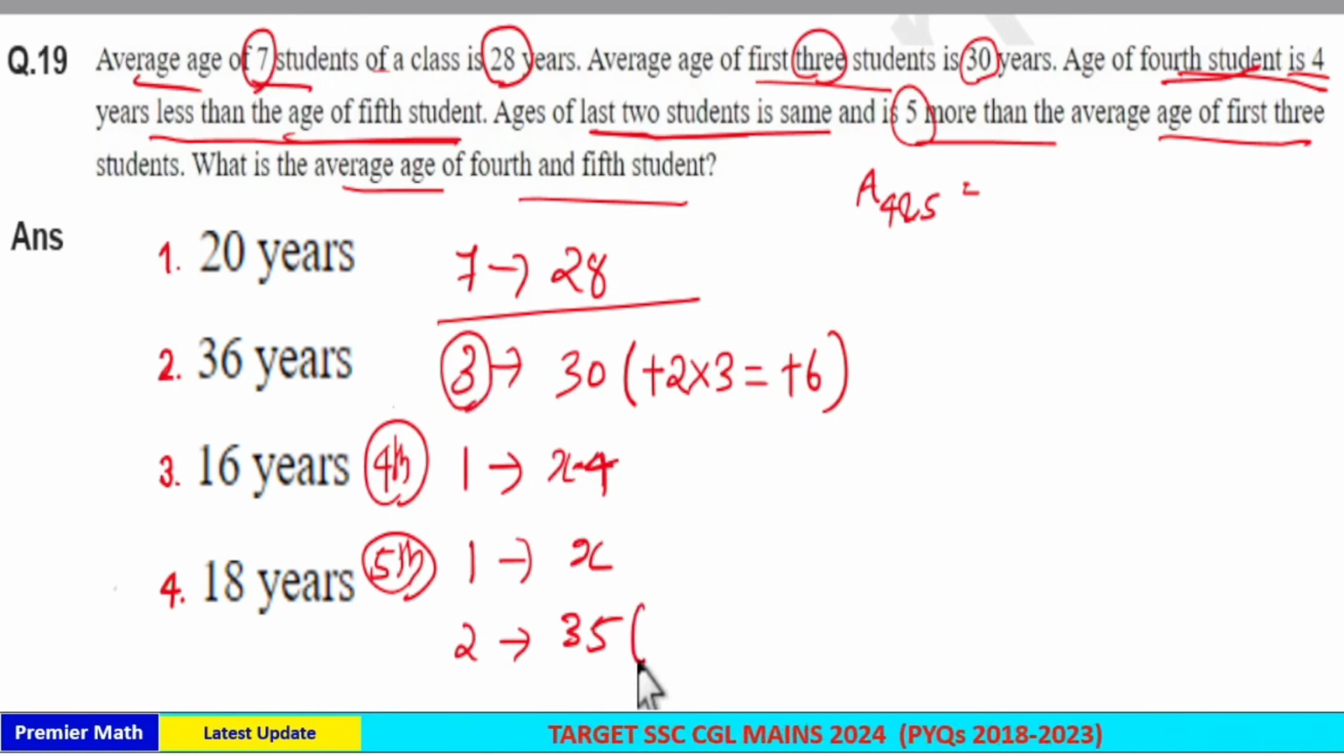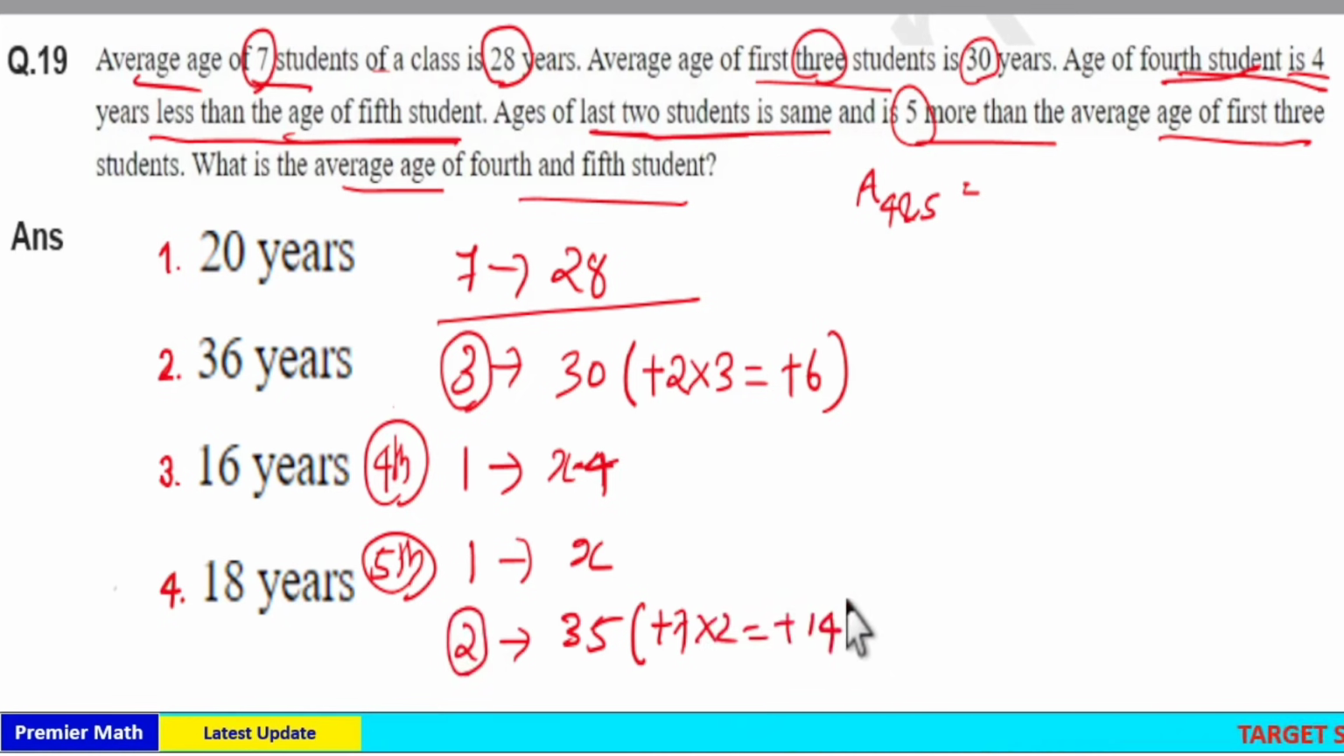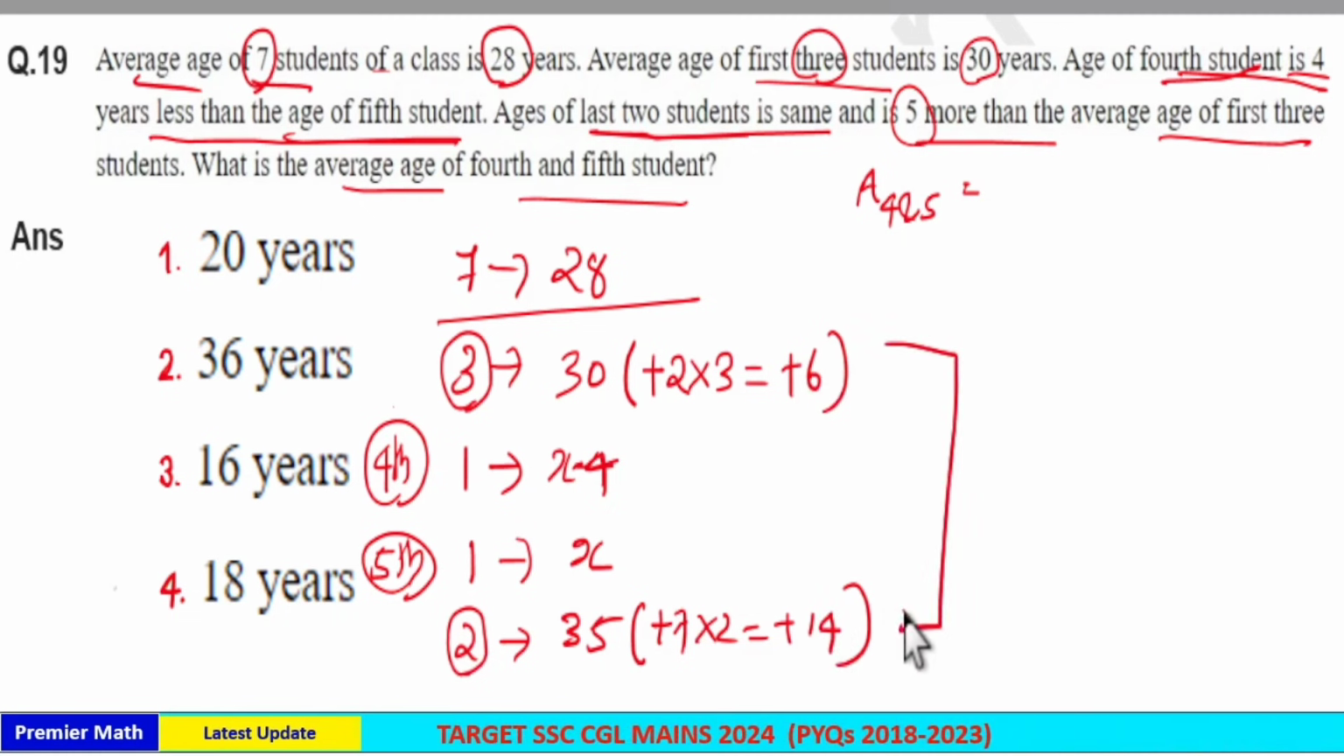Same way, here this is 35, which is plus 7 greater than the common average 28. And this plus 7 increment in the average is for 2 students. So, 7 into 2, a total of 14, is the increment in the sum of ages of these 2 students. So, this total increment here is equal to 6 plus 14, 20 years.